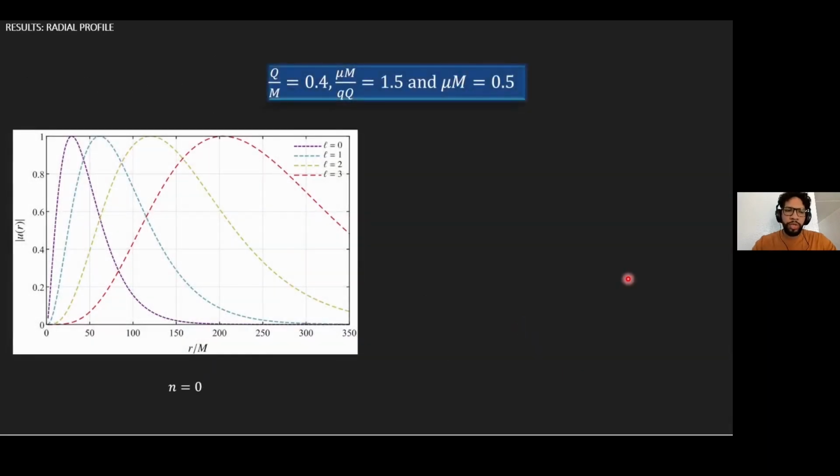Now, let's move our attention to our results. First, we show the radial profile, considering the fundamental mode and the lowest multipoles. Here, we choose configurations in the parameter space which lie within the superradiant regime. So, all the modes shown here are in the superradiant regime. Okay. And we can notice that at the near horizon region, the monopole presents the largest amplitude. Therefore, we expect that this mode will grow much more rapidly than the others.